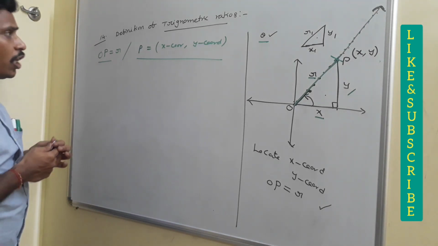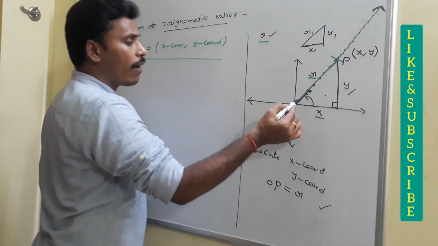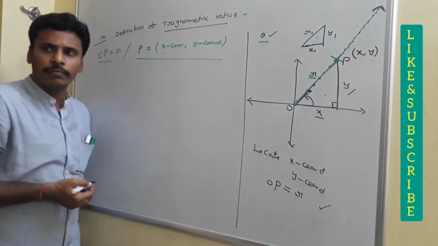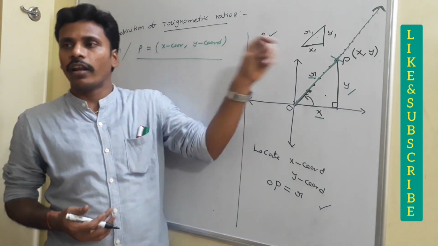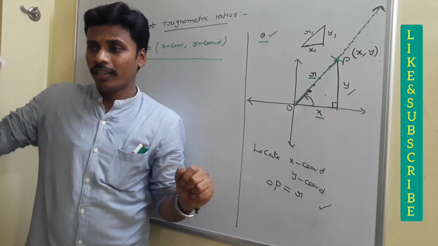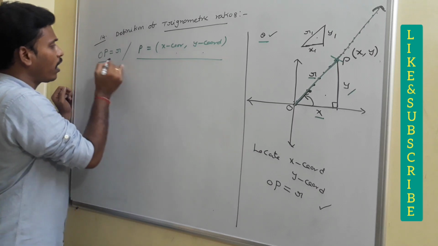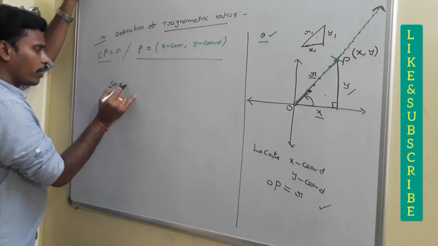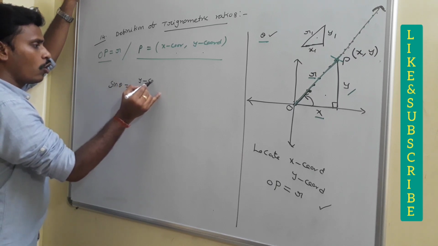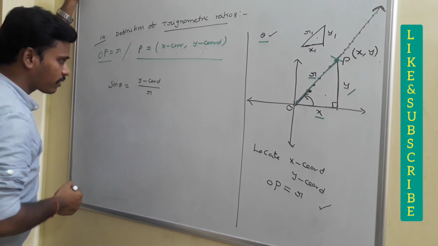Again I am repeating: take any point on the terminal ray. Suppose you have to check with 1000 points. Do an experiment: take a graph sheet, draw a terminal ray using a protractor, locate different points on the terminal ray and identify the x coordinate, y coordinate and OP. No problem. Every time, for every point, you will get a constant ratio. If you divide the y coordinate by this r, that constant ratio is termed as sin theta.